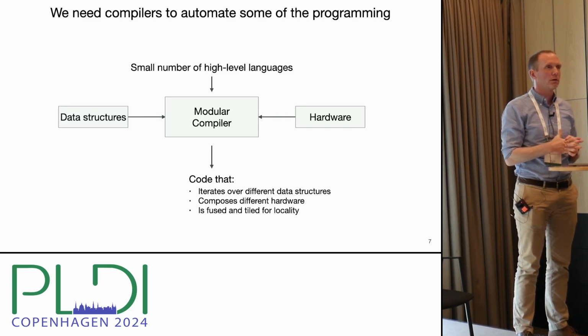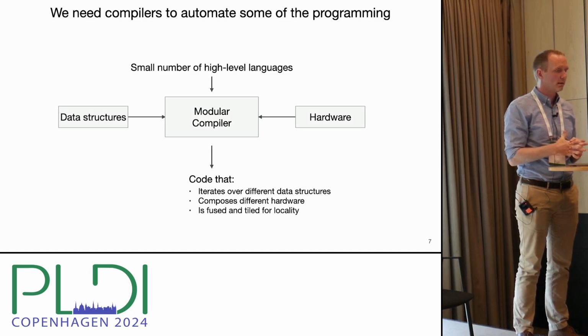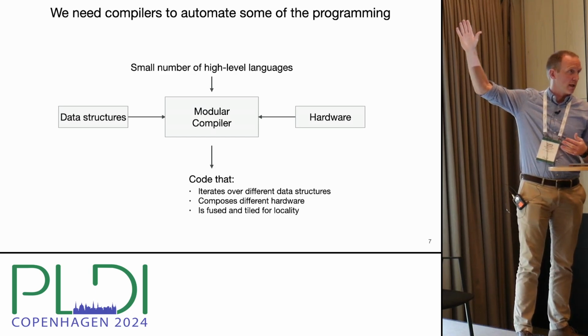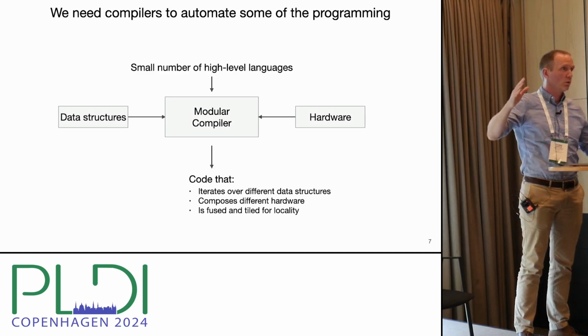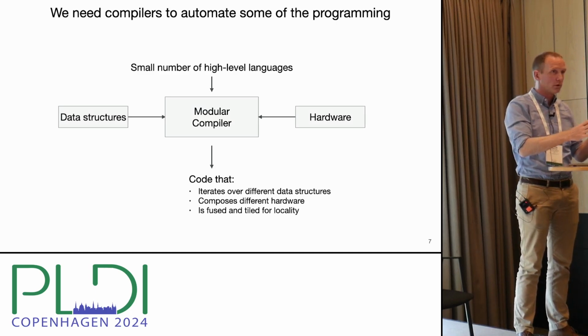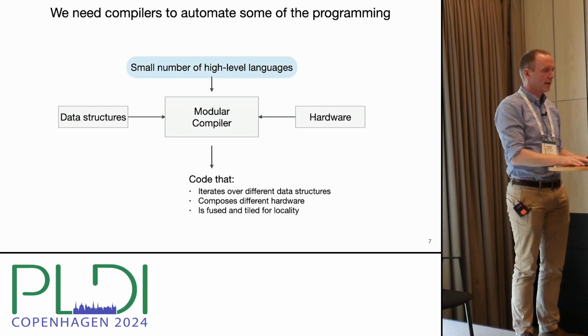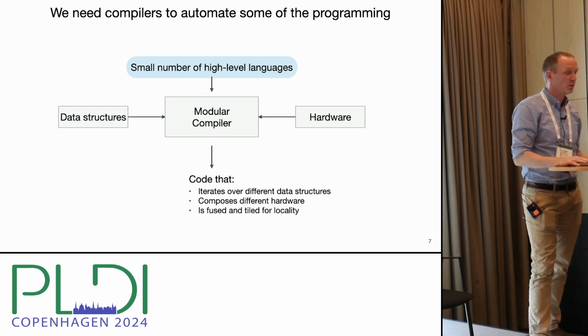And then you want it to be able to fuse and tile for locality. Locality is key here. And by fusion, I mean fusion across, not just inside one of the languages, but across the languages, which means we have to have a unified compiler infrastructure that all of the languages can feed into. So let's look at what the small number of languages are.